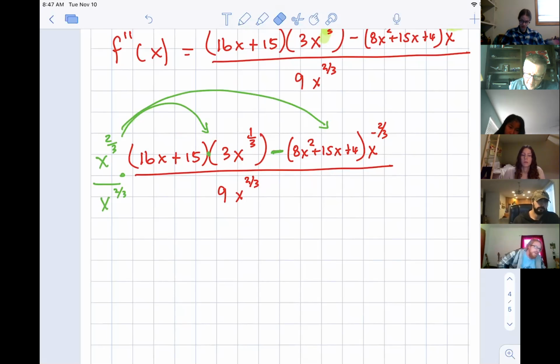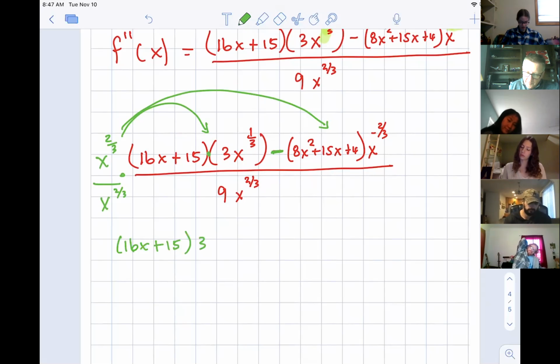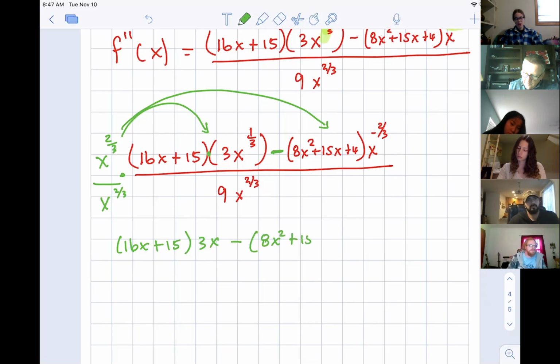So my 16x plus 15 gets left alone. And my 3 is left alone, but then x to the 2/3 times x to the 1/3 is x to the 1, or just x. And so, hey, that's a nice expression right there. And then minus, and again, my 8x squared plus 15x plus 4 is left alone. But x to the 2/3 times x to the negative 2/3 is x to the 0, which is actually now 1. So I'll go ahead and write that in there. It's actually 1. So that's cool.